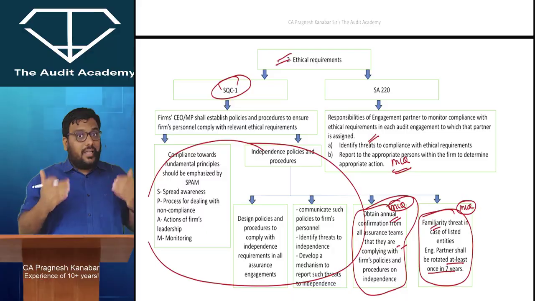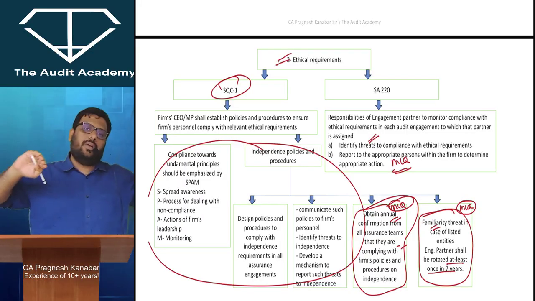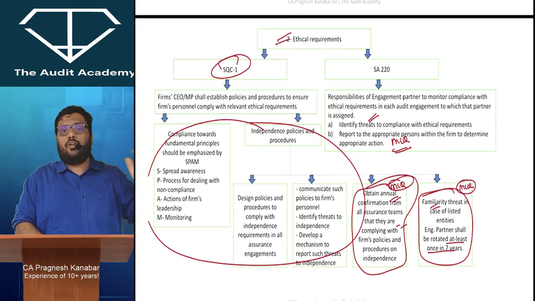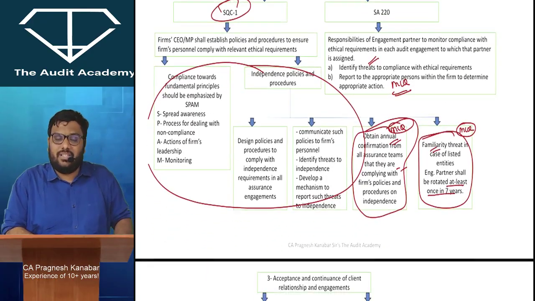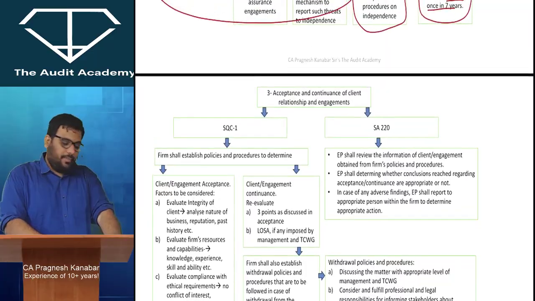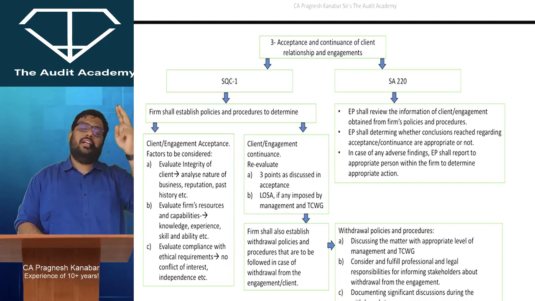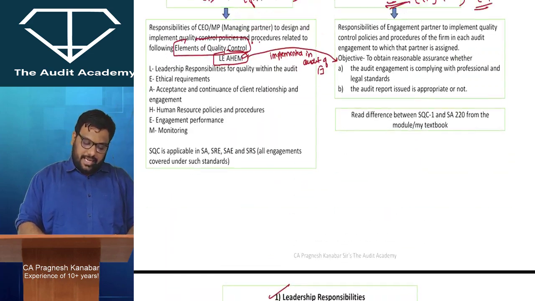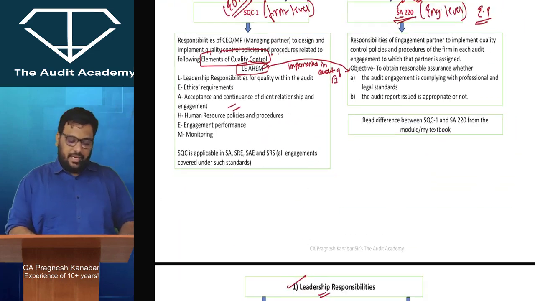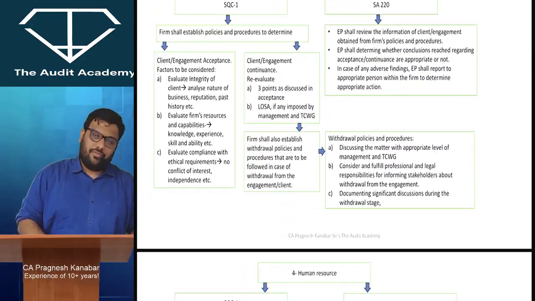I hope you are understanding how content is different when it comes to SQC1 and SA220. So SA220 is dependent upon SQC1. So you should first always study SQC1 and then side by side study SA220. Alright. L for leadership responsibilities is over. E for ethical requirements is over. A for acceptance and continuance of client relationship and engagement. Listen to me very carefully.